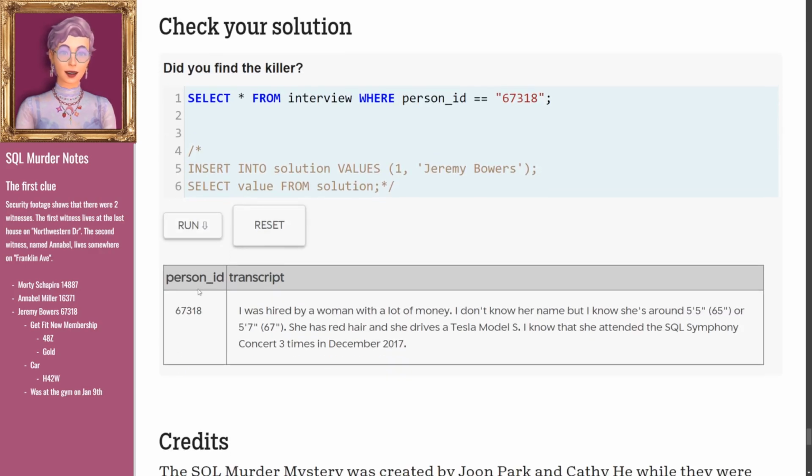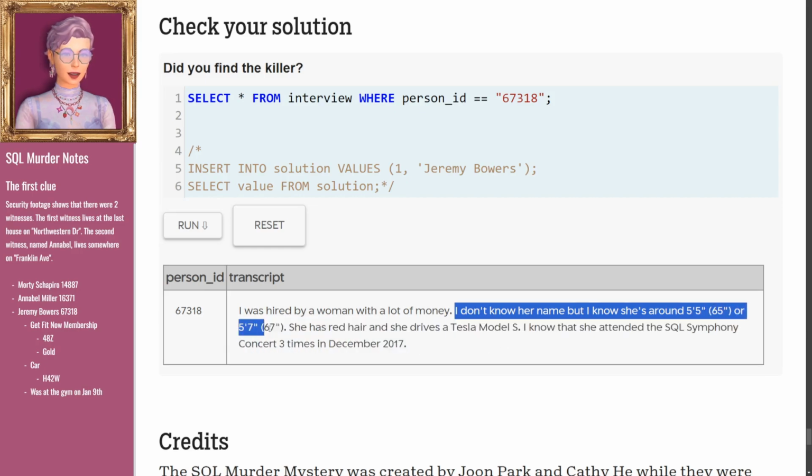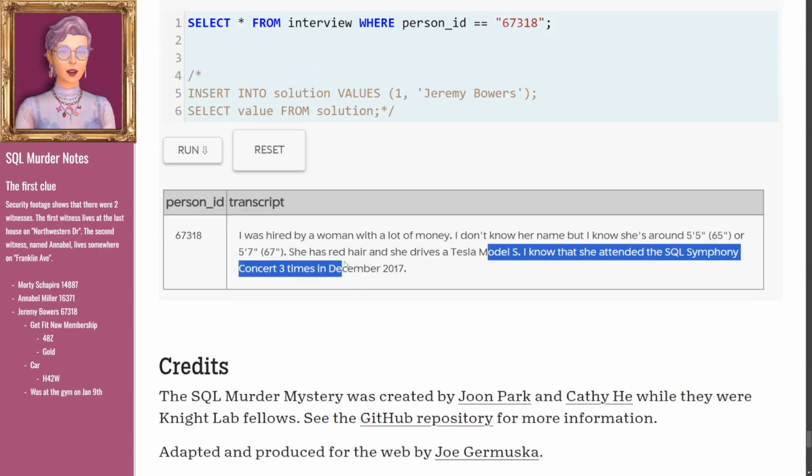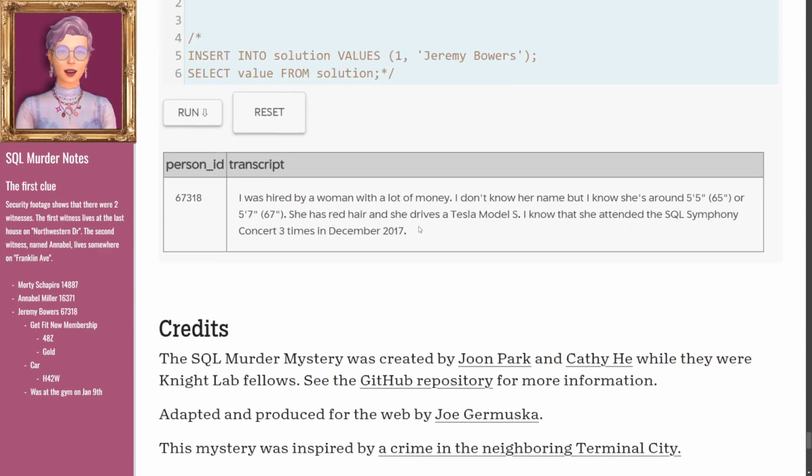I was hired by a woman with a lot of money. I don't know her name, but I know she's around 5'5" or 5'7". She has red hair and drives a Tesla Model S. I know she attended the SQL Symphony concert 3 times in December 2017. Okay.